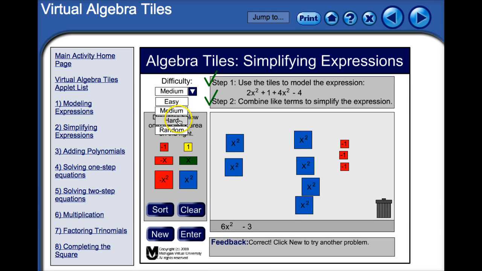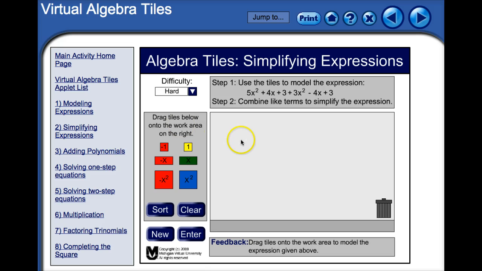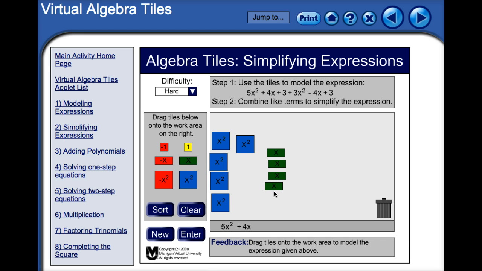Let's try a difficult one. So here we have a more complicated one. So I've got 5x squareds, 1, 2, 3, 4, 5, plus 4x. There's my 4x's. And then I've got plus 3. So 1, 2, 3. Then I've got another 3x squareds. I'll put them sort of here next to the other ones. And that gives me a total of 8.